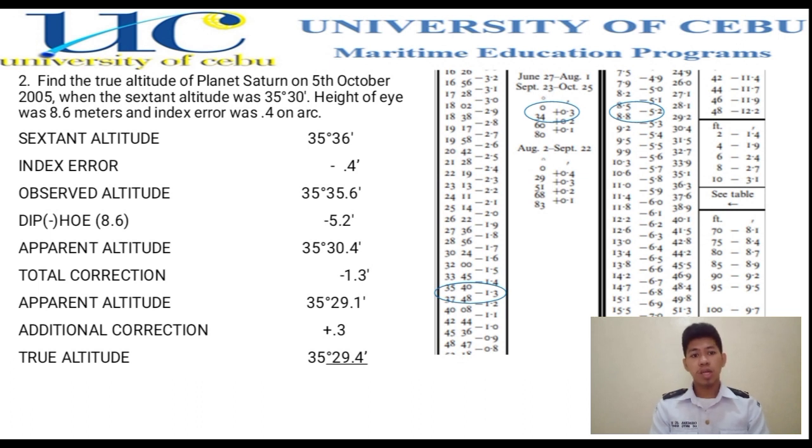So for the additional correction, let's go to the correction table for planets. So we have here 0.3 minutes. So we're going to add it for us to get the true altitude of 35 degrees 29.4 minutes.